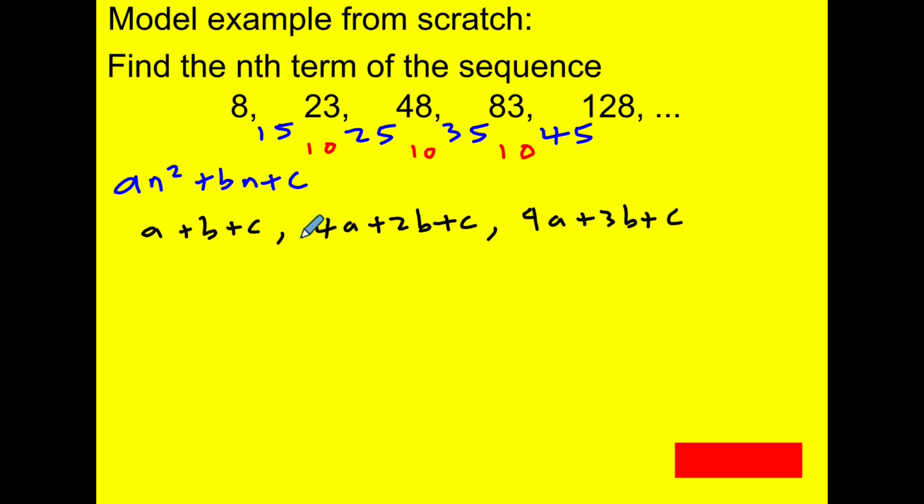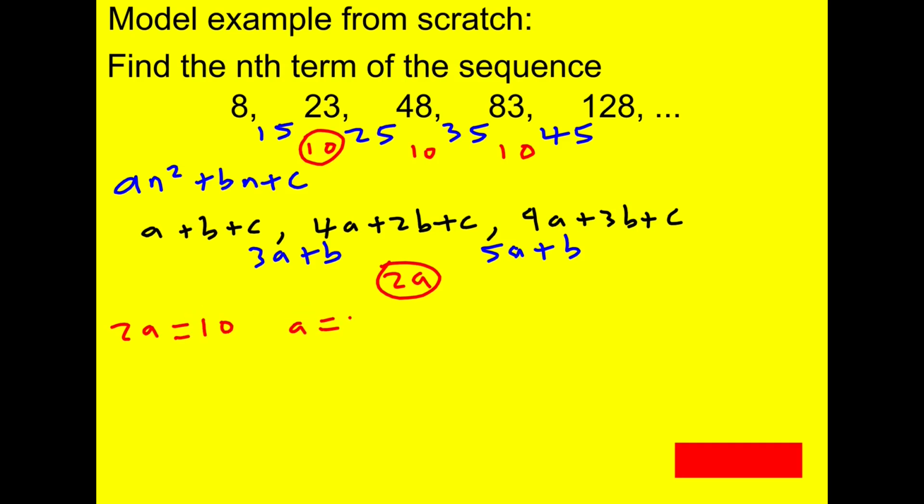Next bit, find the first difference: 3a plus b and 5a plus b. And finally, the second difference is simply 2a. And now we are ready to go. So first step, compare 2a with 10. That's going to give us that a is equal to 5. And you need to do that one first because it's the simplest one.